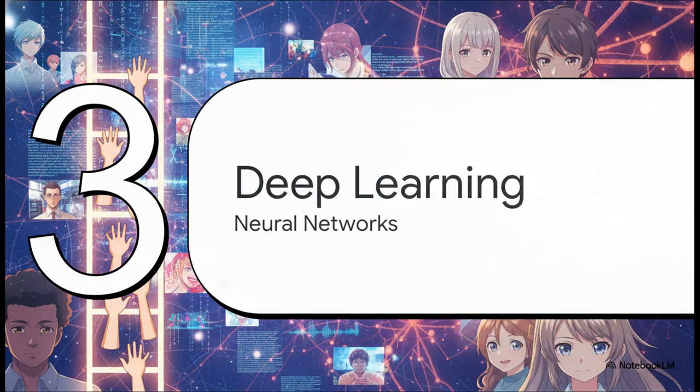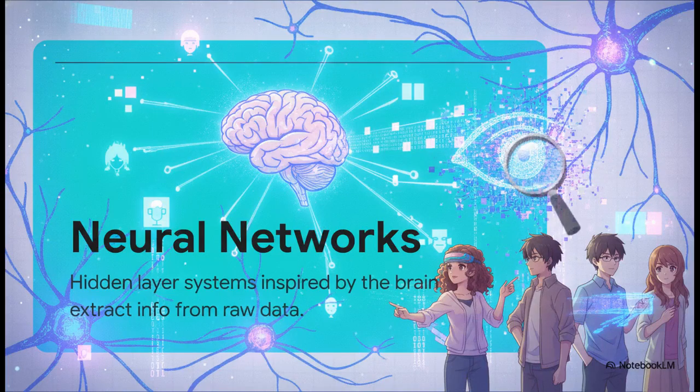Next up is step 3, deep learning and neural networks. You see, when traditional machine learning struggles with really messy, unstructured data, we're talking millions of video pixels or raw audio recordings, we absolutely must step up to this 3rd rung of our ladder. Deep learning is entirely driven by neural networks. These are intricate systems of hidden layers, directly inspired by the neurons in the human brain. They specialize in extracting information from raw, unstructured data.